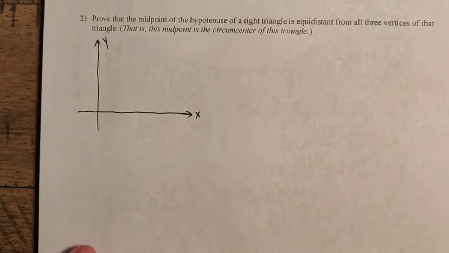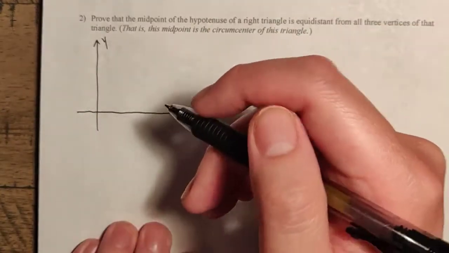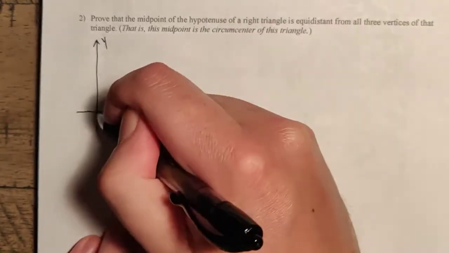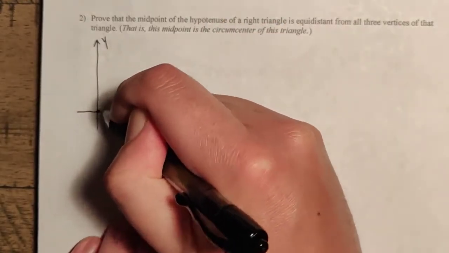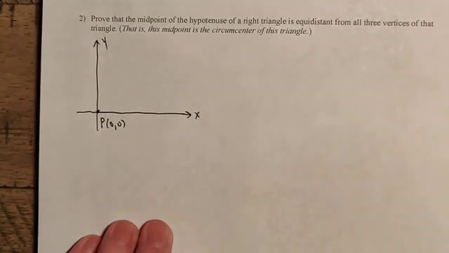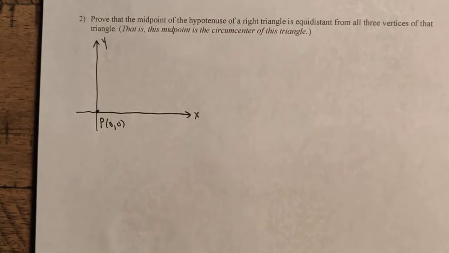So we're going to draw a sketch of this, okay? So here's my right triangle. Let me call the right triangle PQR. Now, it's pretty clear to put one of the vertices here. We're going to call this P, right? And it's pretty clear that 0, 0 works out pretty well.